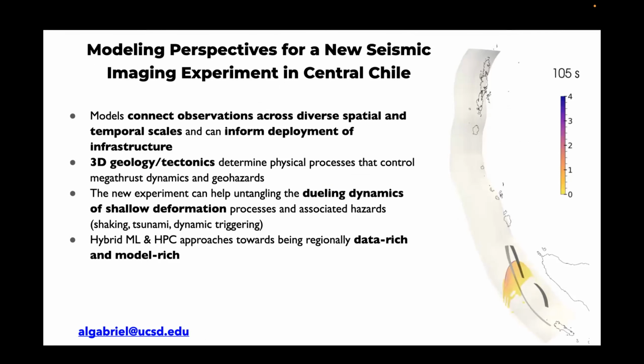We know that the 3D geology and tectonics, and that's important, determine the physical processes that control megathrust dynamics and geohazards. We talked about sediment strength and pore fluid pressure as very prominent examples, and just in general, the dueling dynamics of shallow deformation processes that can be helped to be untangled. That's not only important for shaking and tsunami, but also for dynamic triggering and how the megathrust would interact with the crustal faults overlying the megathrust.